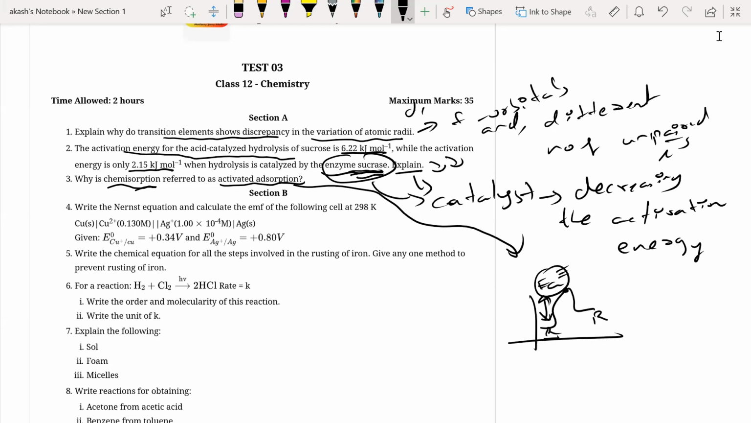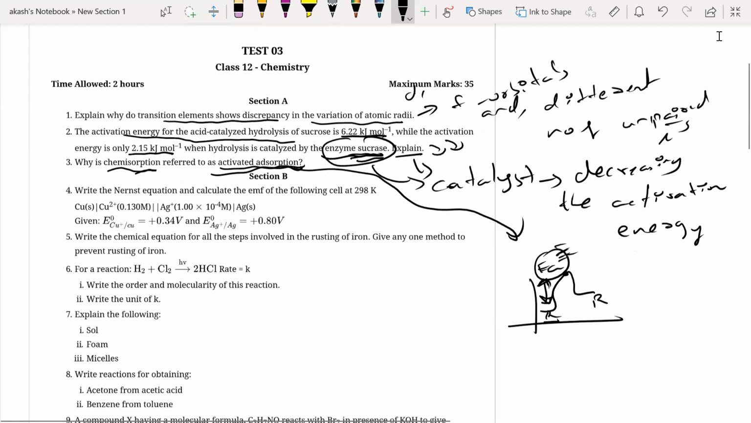Because I need to undergo this activation energy, it is called activated adsorption. Chemical adsorption is always called activated adsorption. In physical adsorption there is no chemical reaction, so there is no activation energy, nothing of this sort. Very simple. Okay.